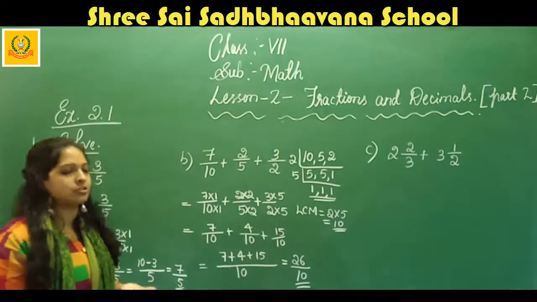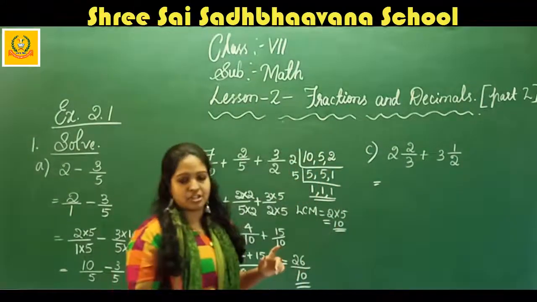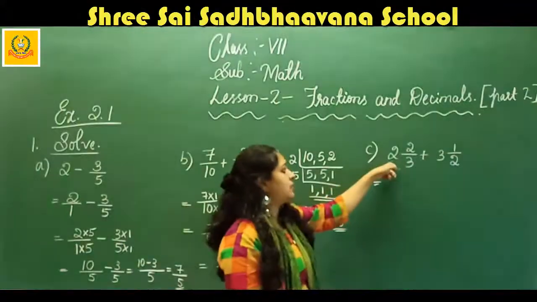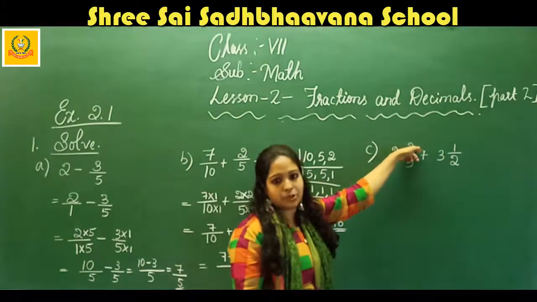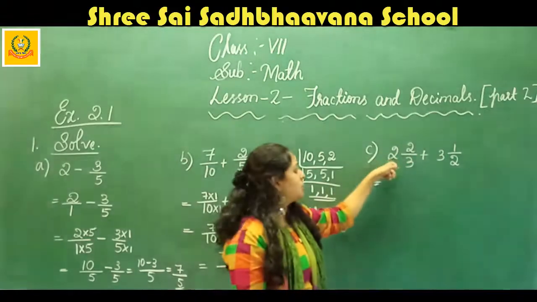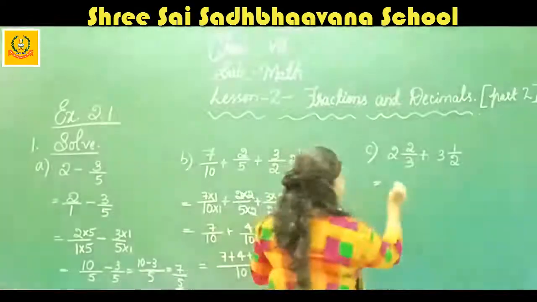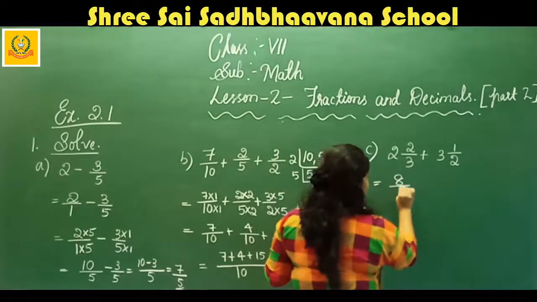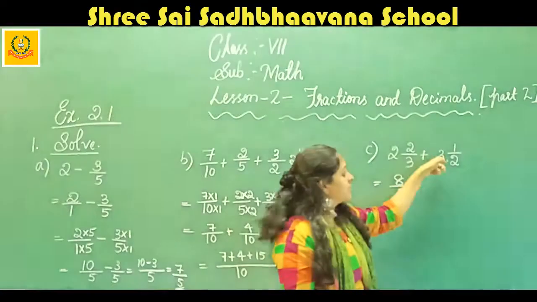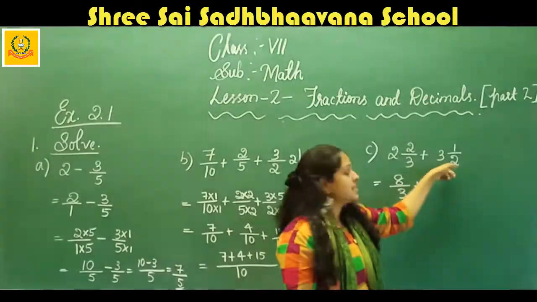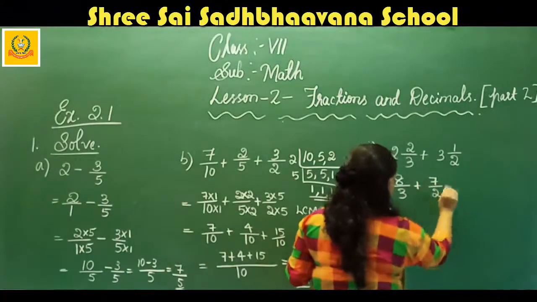Shall we see now how to do? Okay, so let me convert this into an improper fraction first. How to convert? I told, multiply the whole number to the denominator. To that you have to add the numerator 2. So shall we see now? 2, 3s are 6. 6 plus 2, 8. 8 by 3. Now let us convert this. Okay, how to convert? 3 2s are 6, 6 plus 1, 7, 7 by 2.